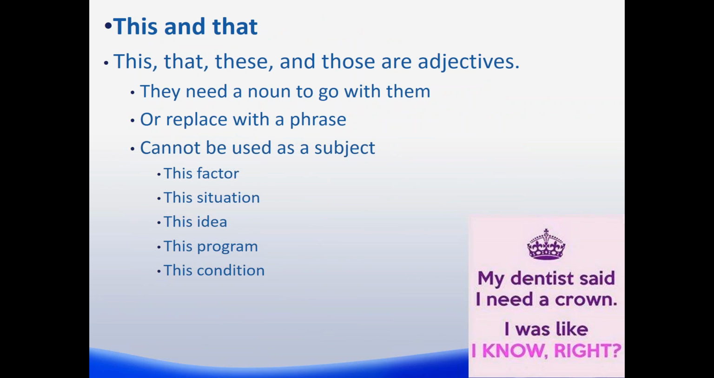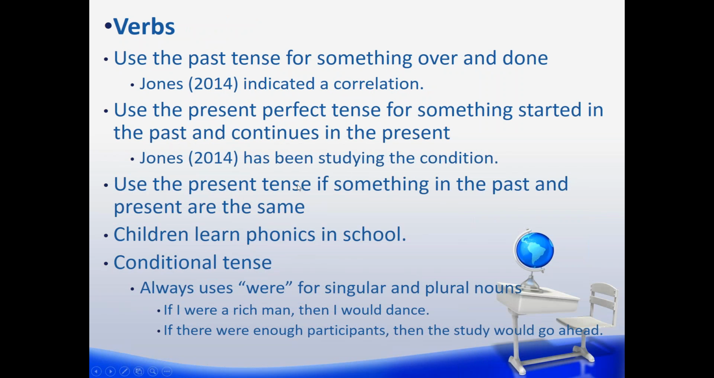This and that, these and those are adjectives, and they need a noun to go with them, or you need to replace them with a phrase. Do not use this as the subject of a sentence. Try to come up with something else that you can use to be more precise.